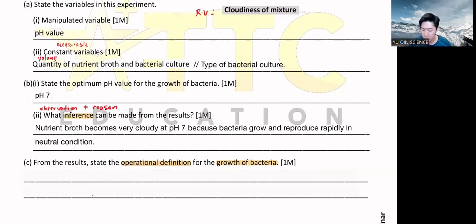You can replace this one, because it is the optimum pH value for bacteria to grow and reproduce, or for bacteria to grow. Then you can use that answer, but make sure you say for bacteria to grow. It's the optimum, which is the same meaning as this one: they grow well in neutral.